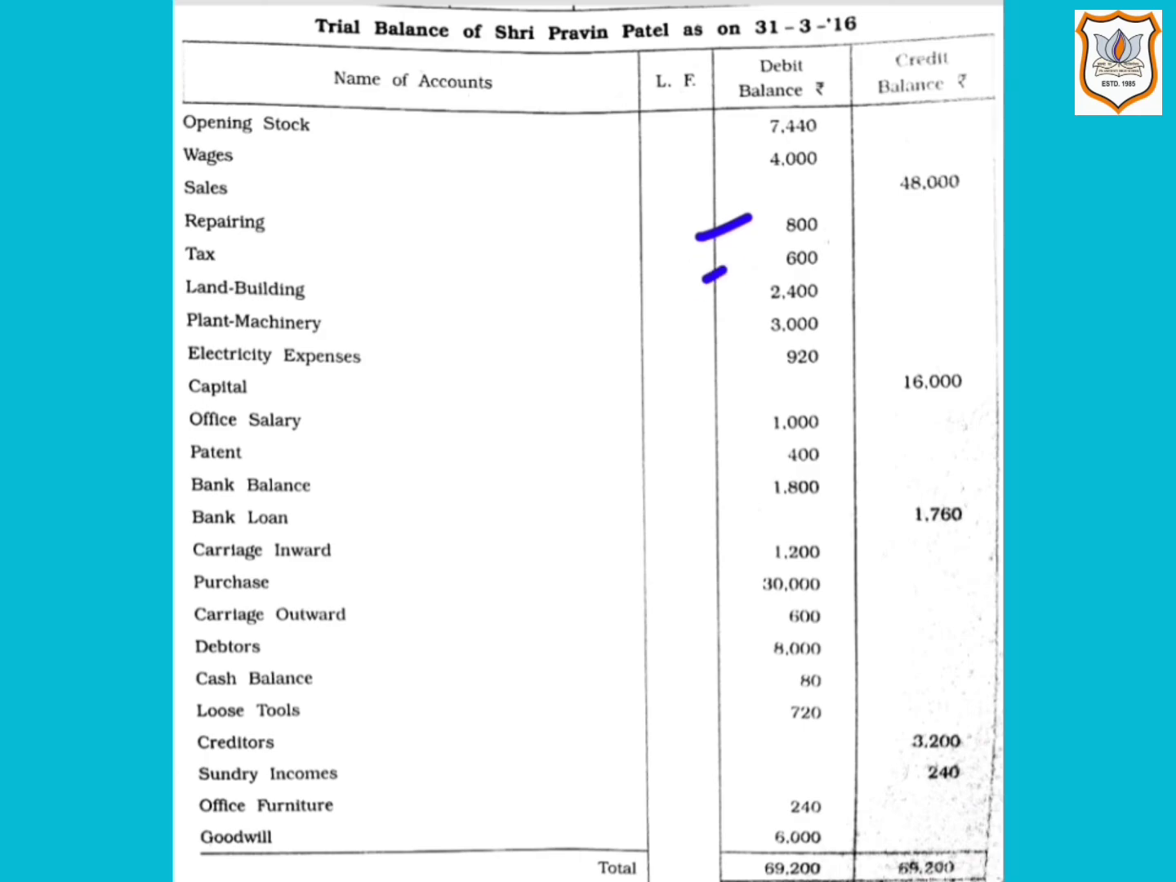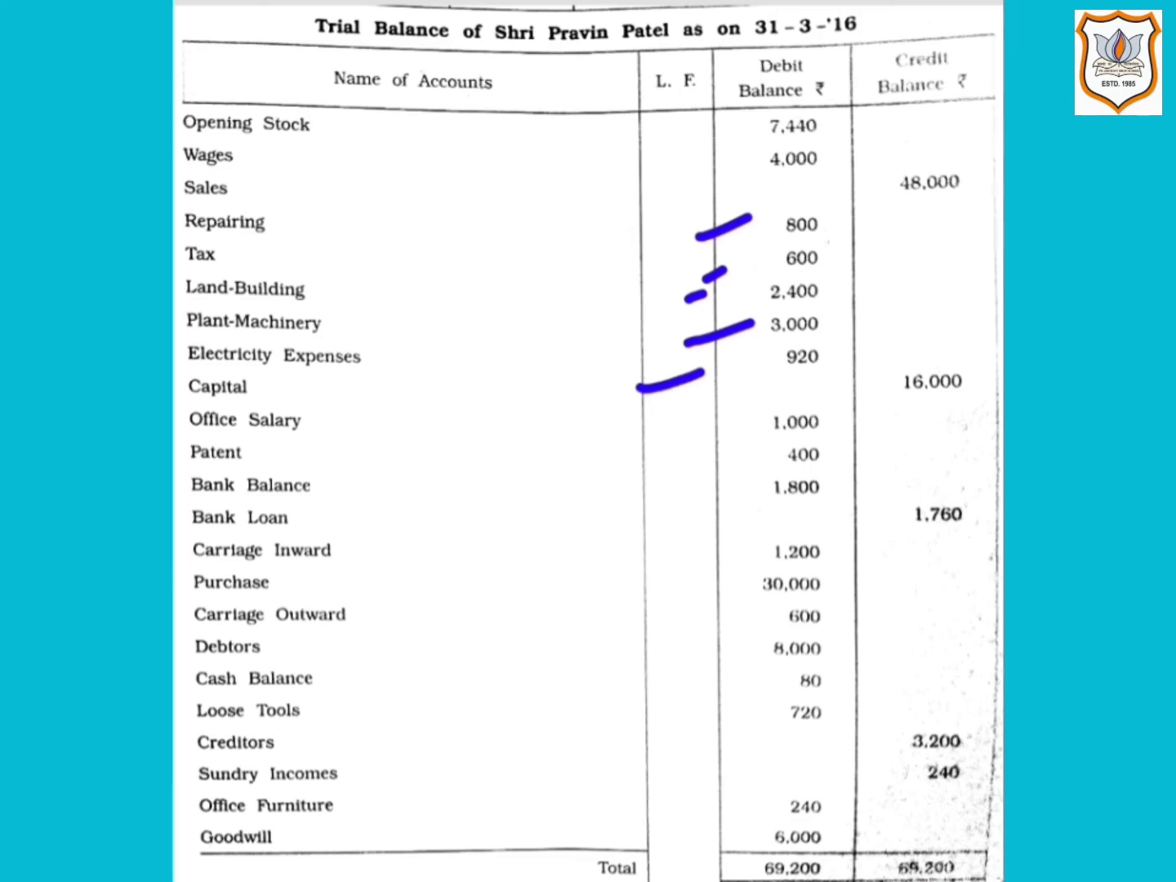We know that land and building is an asset and asset always has a debit balance, so it will be recorded in the debit column of trial balance. Then plant and machinery, it is also an asset, so it will be recorded in the debit column of trial balance. Then electricity expense, being an expense, it will be recorded in debit column of trial balance.